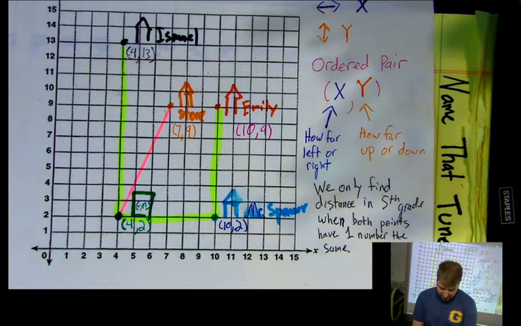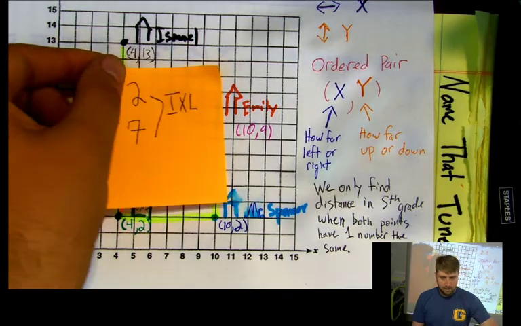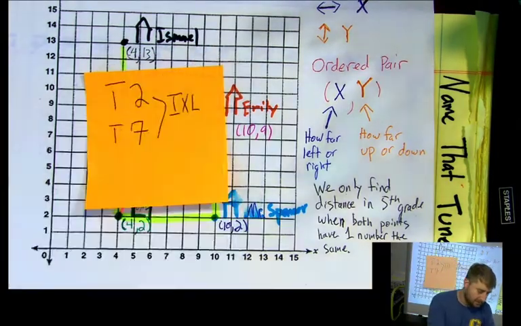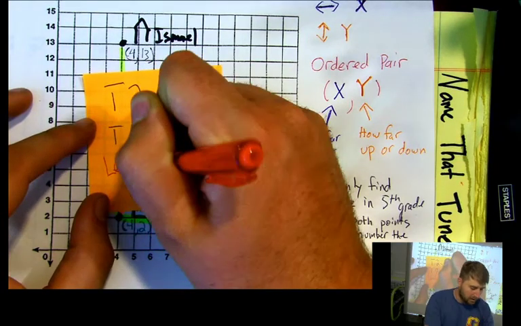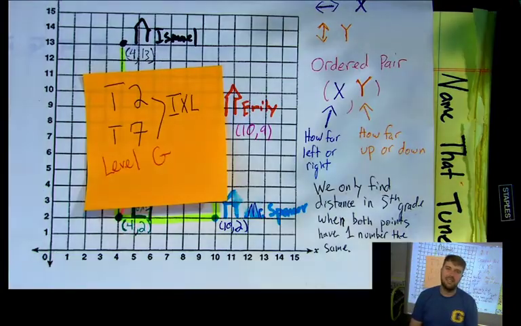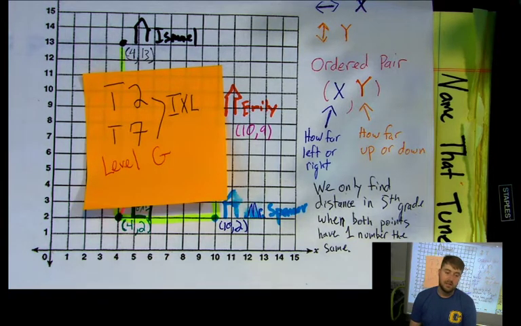But for the rest of our time today, I would like you to spend 35 to 45 minutes practicing these 2 skills on IXL. Work under level G, on T2 and T7. So set a timer, work for 35 to 45 minutes, and work on those 2 skills. It's all about labeling points on the coordinate plane or finding distance, which is just what we did with our map here. As always, if you have any questions at all, please let me know. I'd love to help you out.